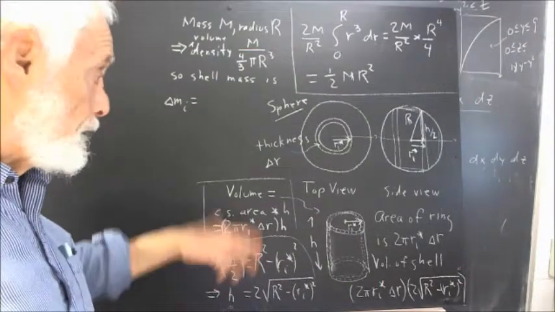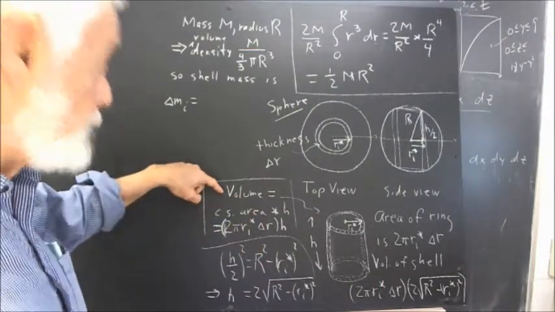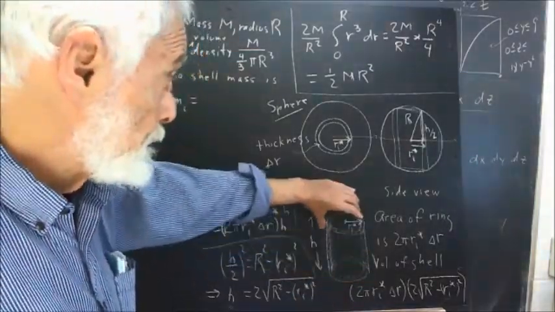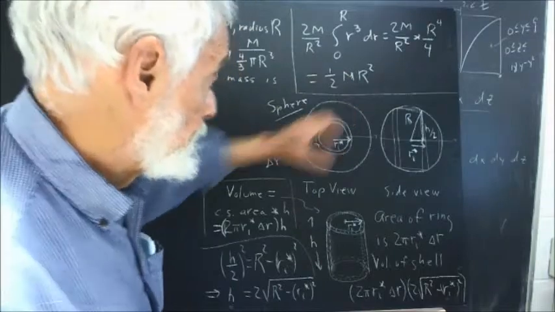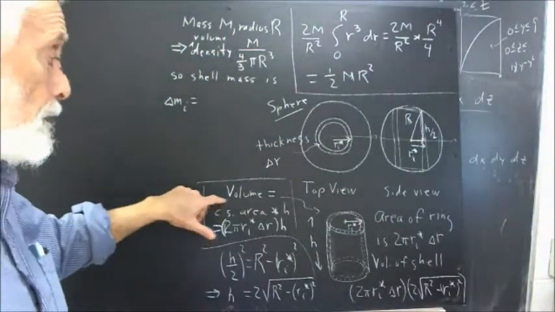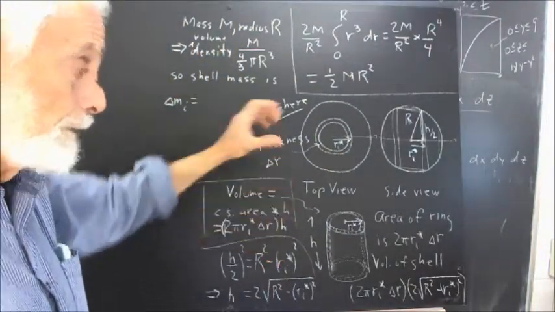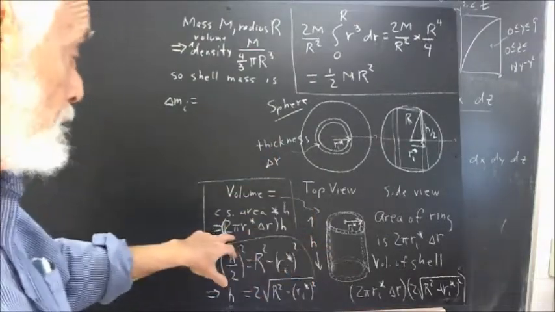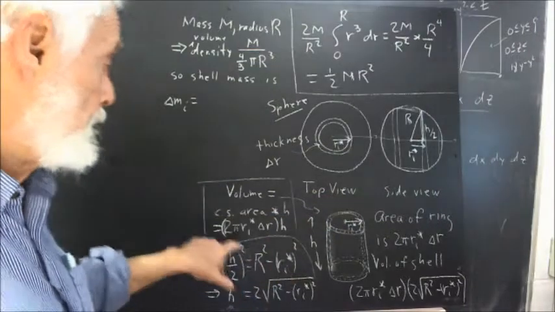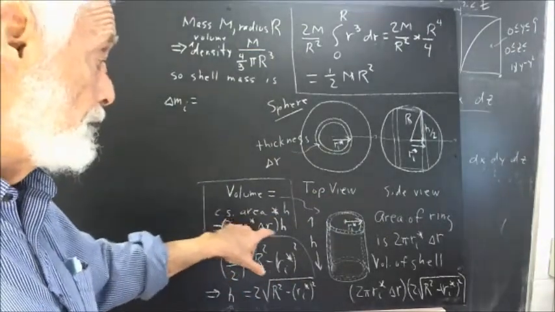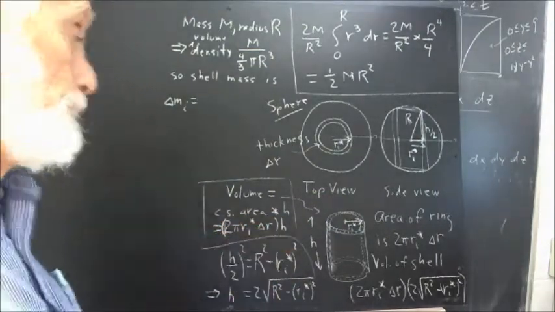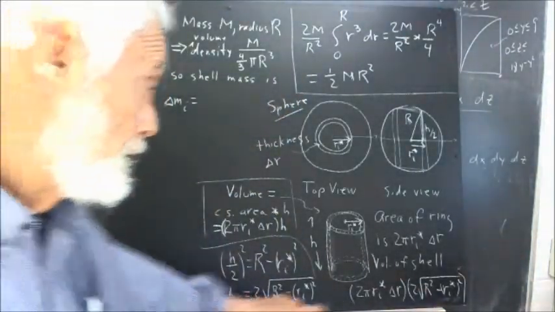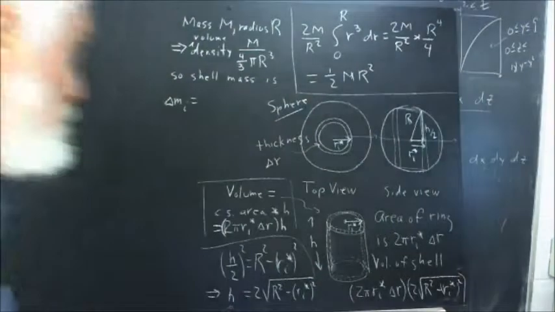Okay, now the preceding used the fact that the volume of this shell here, the cylindrical shell cut down through the sphere, is equal to the product of its cross-sectional area and its altitude. Cross-sectional area is the area of this ring, 2 pi r sub I star delta r, multiplied by h, giving us, when we use this expression for h, this expression for the volume.